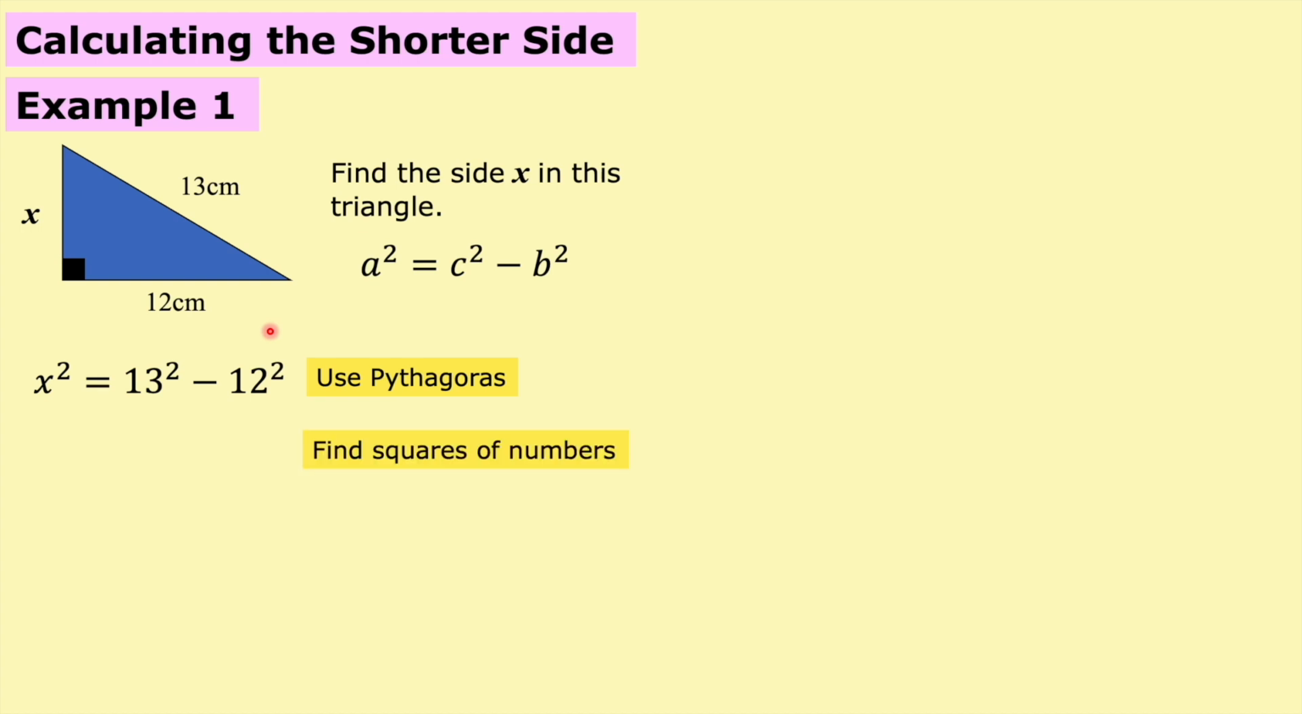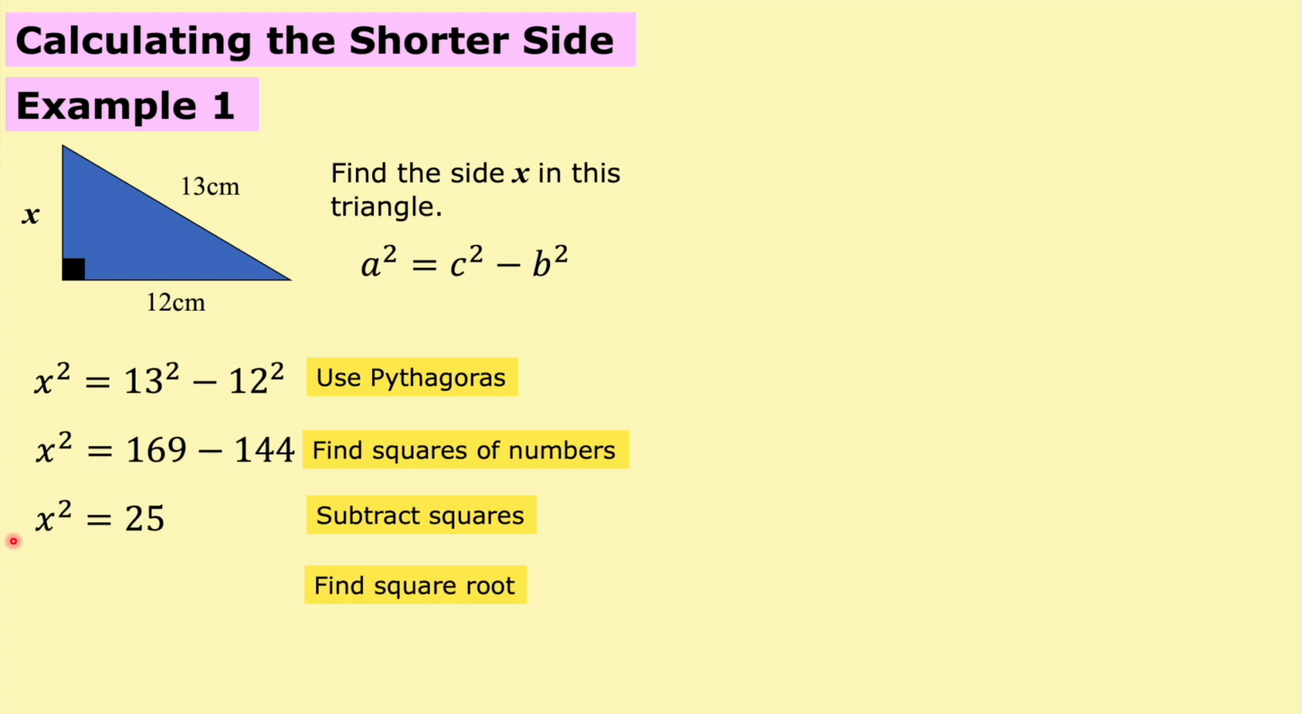We're going to find the square numbers. 13 squared is 13 times 13 to get 169. 12 squared is 12 times 12 to get 144. We're then going to subtract the squares. Before we were adding, but now we're subtracting because that's what's in our formula. So 169 subtract 144 gives you 25. So we have x squared equals 25, but we just want to figure out what x is. To get x on its own, we need to square root 25.